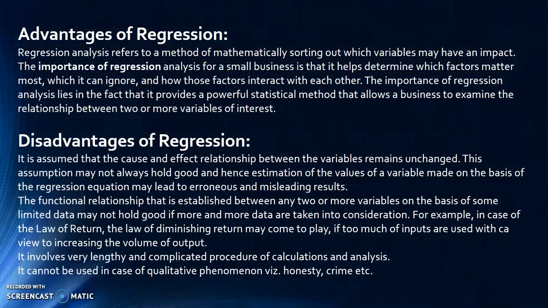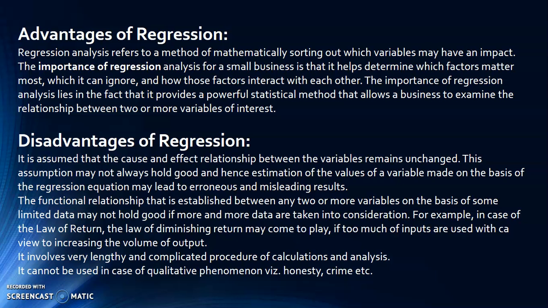Let us see what are the advantages and disadvantages of regression. First, we see advantages of regression. Regression analysis refers to a method of mathematically sorting out which variable may have an impact. The importance of regression analysis for a small business is that it helps determine which factors matter most, which it can ignore, and how those factors interact with each other. The importance of regression analysis lies in the fact that it provides a powerful statistical method that allows a business to examine the relationship between two or more variables of interest.